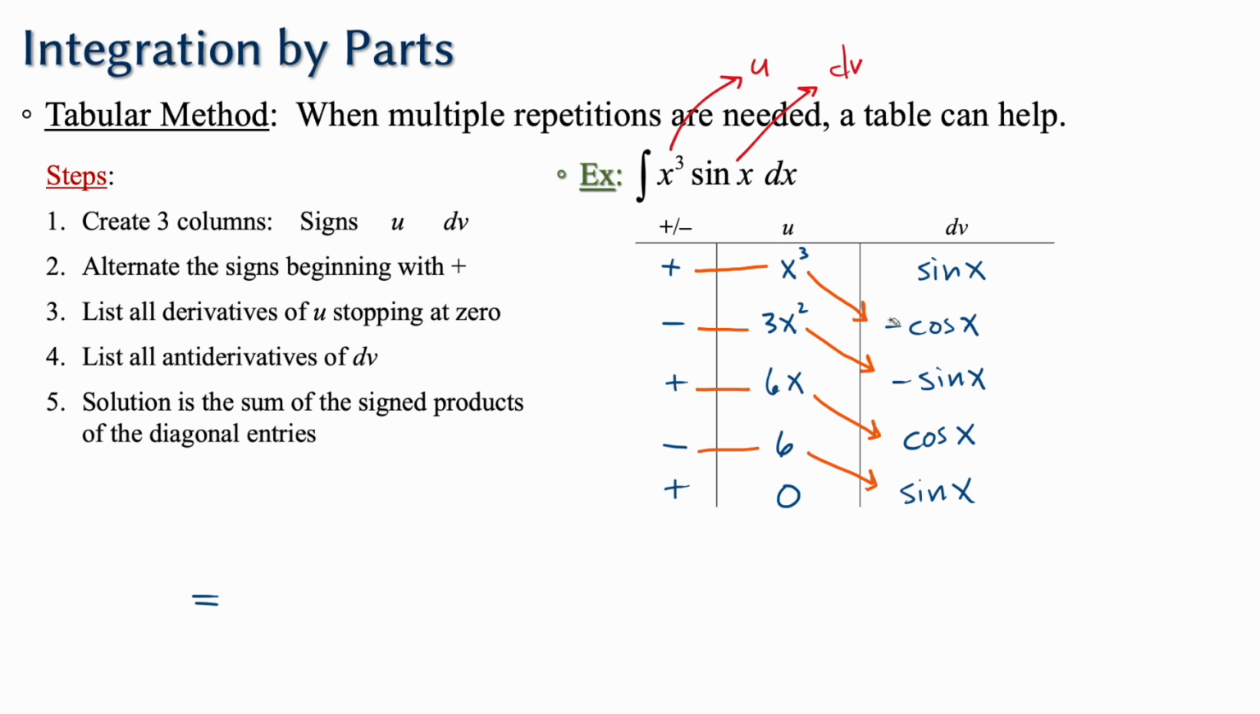positive x cubed times negative cosine of x, which would be negative x cubed cosine of x when you simplify it. Okay. The next term is going to be negative 3x squared times negative sine of x. Well, the negatives make it positive, so that means it's going to be plus 3x squared sine of x. Okay, the next term is going to be a positive 6x times a cosine of x. And then the last term is going to be a negative 6 times the sine of x. So that means it's going to be negative 6 sine of x. And as always, don't forget to write your plus c.